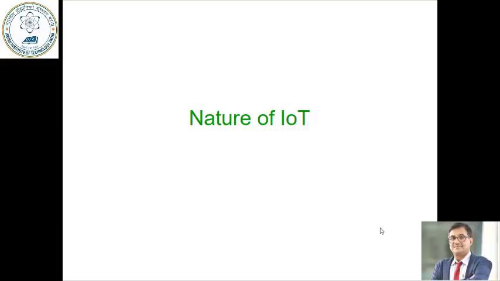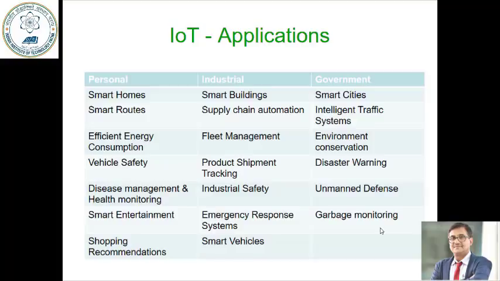Now, coming to the nature of IoT, thinking a little more deeply about it, we do see that there are many applications on personal front, industrial front, and government front. Government is interested in smart cities, intelligent traffic systems. Traffic is a very, very problematic situation in big cities, in urban settings. Environment needs to be conserved. Disaster warning should be given. Defense should be unmanned eventually. Garbage monitoring has to be done. Garbage is becoming a menace for all metros. So government definitely is concerned with these large and important questions.